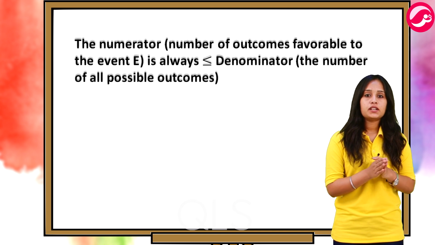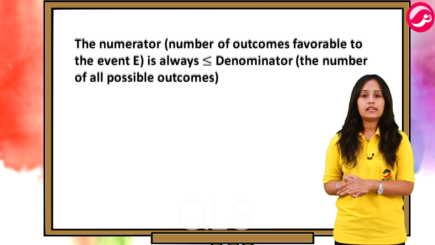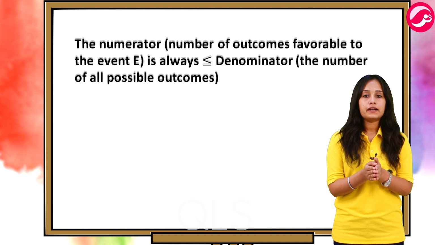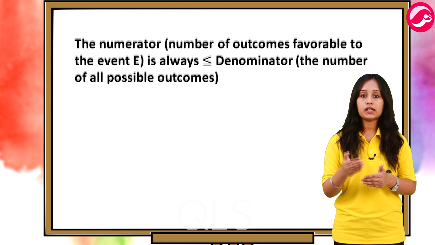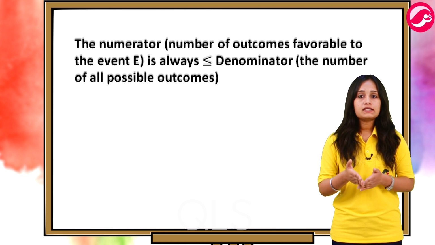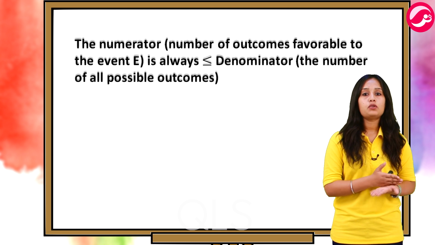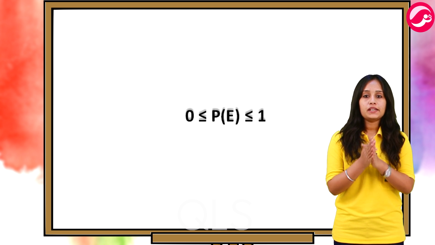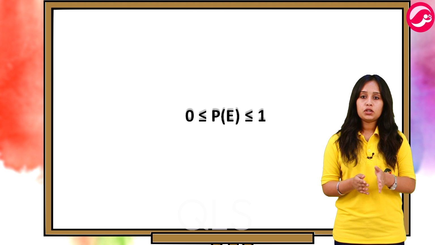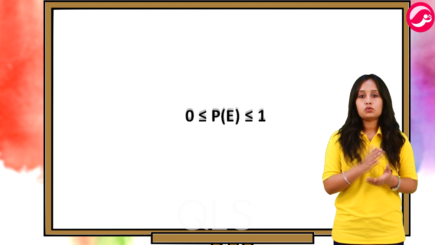Note that from the definition of the probability P of E, we see that the numerator, that is the number of outcomes favorable to the event E, is always less than or equal to the denominator, which is the number of all possible outcomes. Therefore, P of E is greater than or equal to 0 and less than or equal to 1.